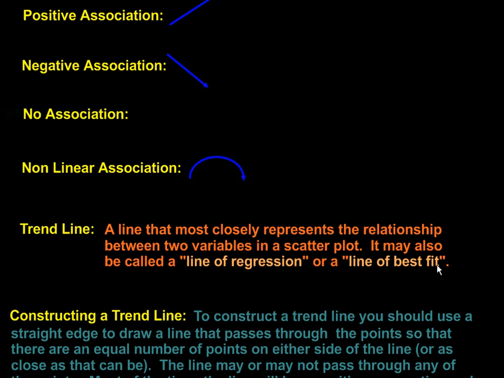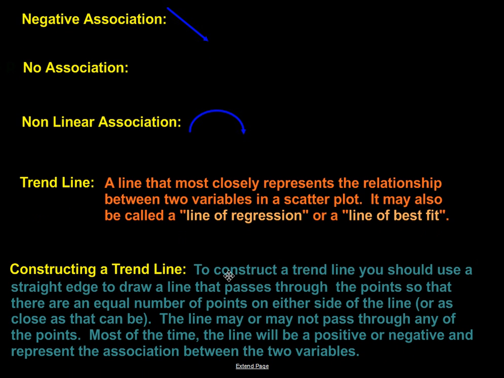And the newest thing that you've learned is a trend line. A trend line is a line that most closely represents the relationship between two variables in a scatterplot. It can also be called a line of regression or a line of best fit. To construct a trend line, you should use a straight edge to draw a line that passes through the points so that there are an equal number of points on either side of the line, or as close to that as you can get. The line may or may not pass through any of the points.